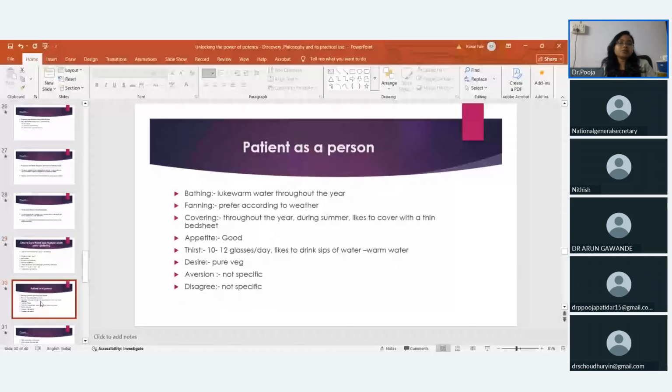The patient breathes comfortably and prefers lukewarm water throughout the year, depending on the weather. During summer she likes to cover with a thin bedsheet. Appetite is good, thirst is 10 to 12 glasses per day. She prefers to drink sips of water, especially warm water, because she feels better. Desire for pure veg, aversion and disagreement not specific.